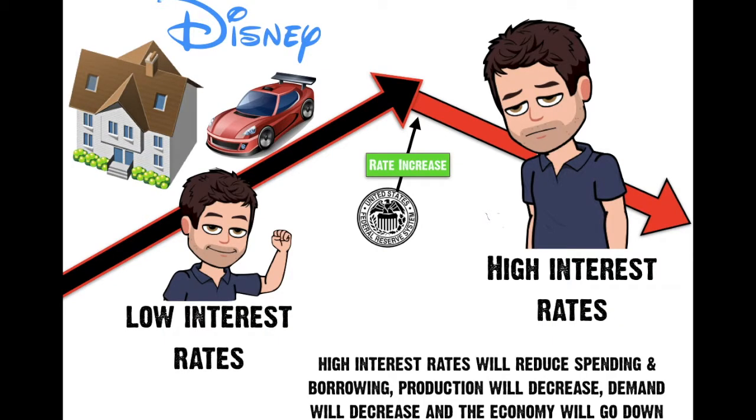The idea here is to contract the economy, to take money out of circulation, to take money out of the economy and bring the economy back down. So during low interest rates, borrowing and spending is high. I go out and buy that new house, that new car, I take the family to Disney World, and the economy goes up and up and up, but that leads to inflation.